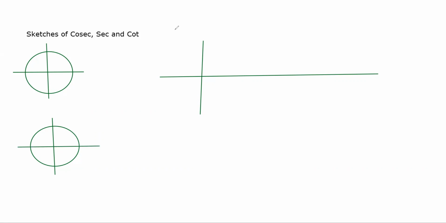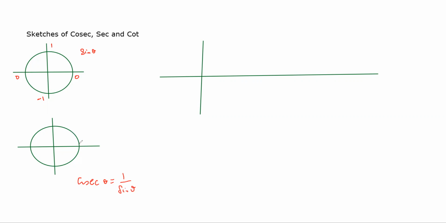If you want to learn how to sketch the graph of cosecant x, you have to relate it with the sketch of the sine. If you have, for example, sine theta over here, you know sine is 0 here, 1 here, 0 here, and minus 1 here. And your cosecant theta is 1 over sine theta.